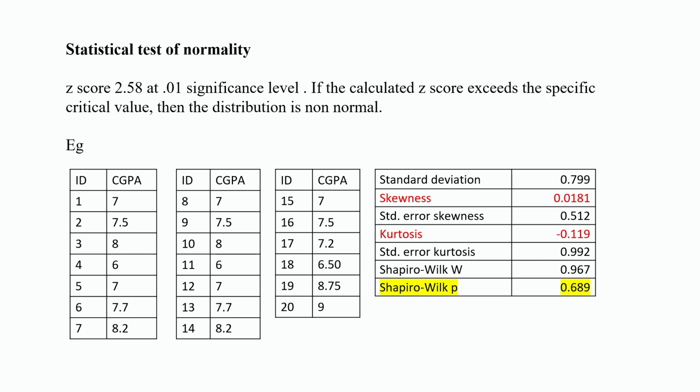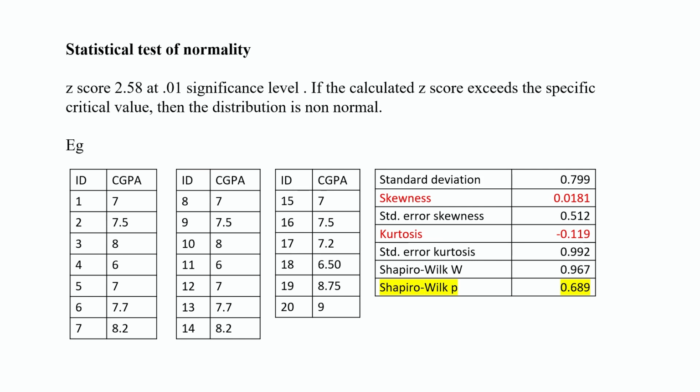How can we identify? If the sample size is small, you can use Shapiro-Wilk, that p-value score. If the value is more than 0.05, I have highlighted it with yellow color, it indicates that your data is normally distributed.